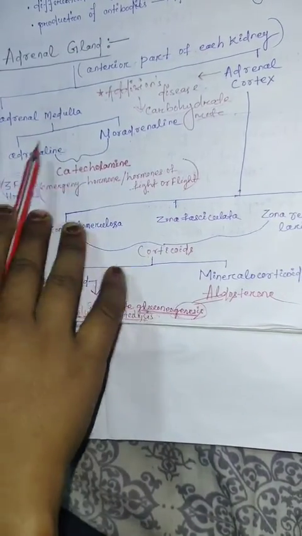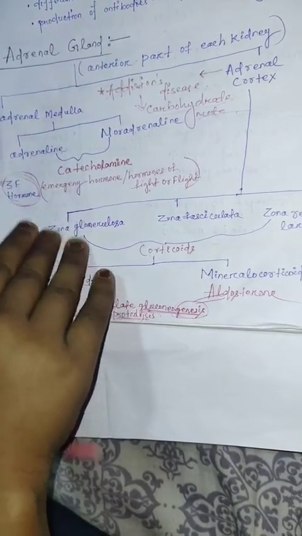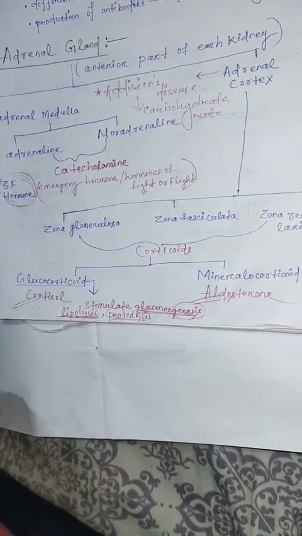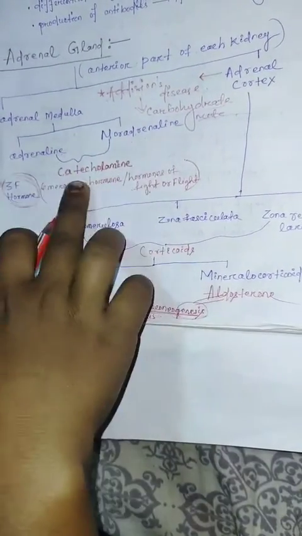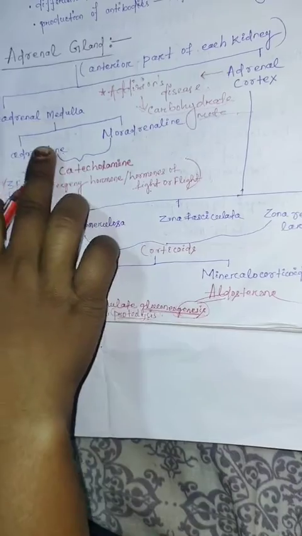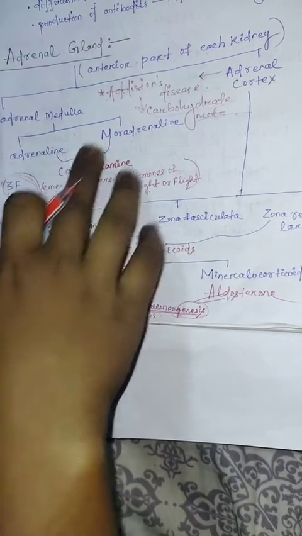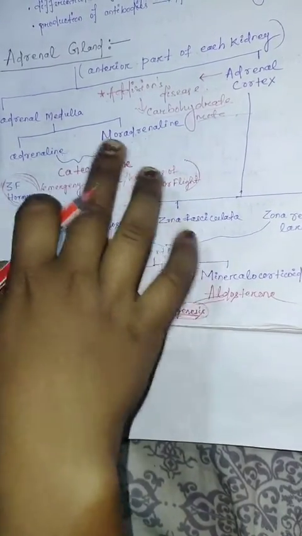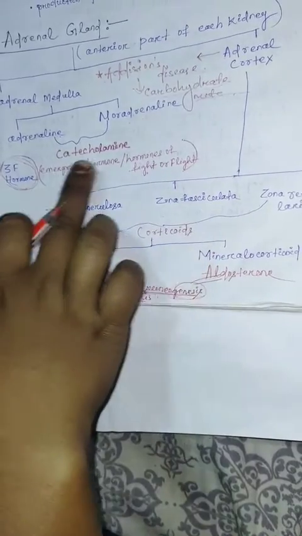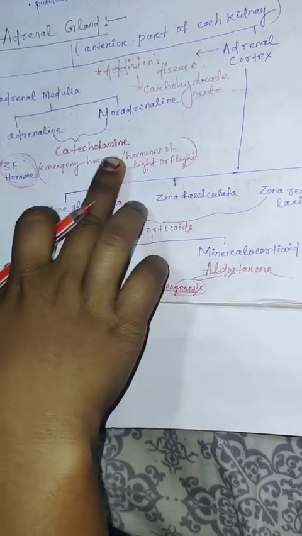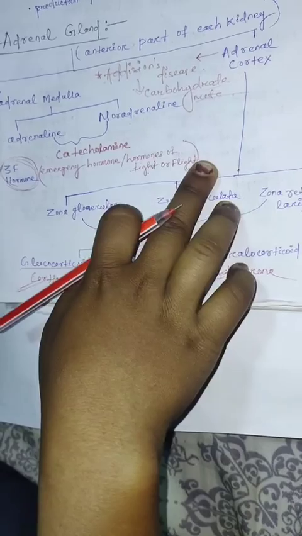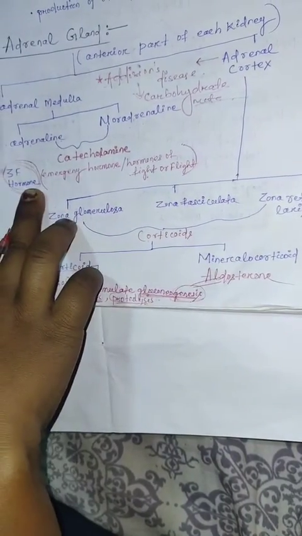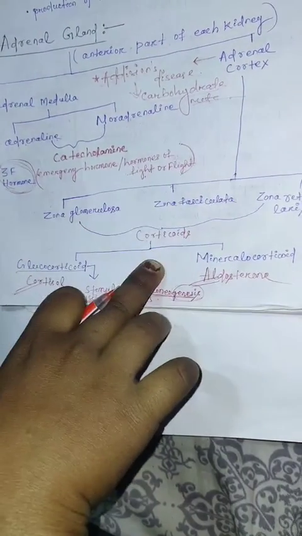Adrenal medulla produces two hormones, adrenaline and noradrenaline. Both are known as catecholamines. Adrenaline is also known as epinephrine, noradrenaline also known as norepinephrine. They are emergency hormones, or we can say hormones of fight or flight. That is 3F hormones: fear, fight and flight hormones.